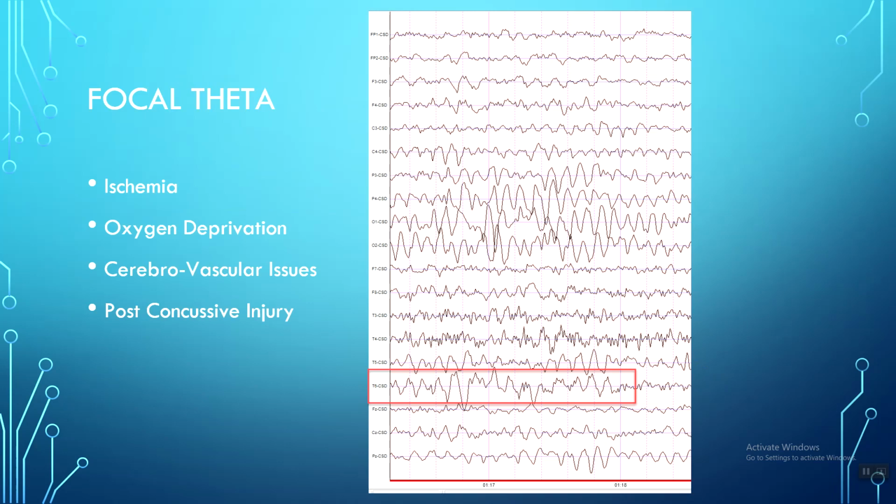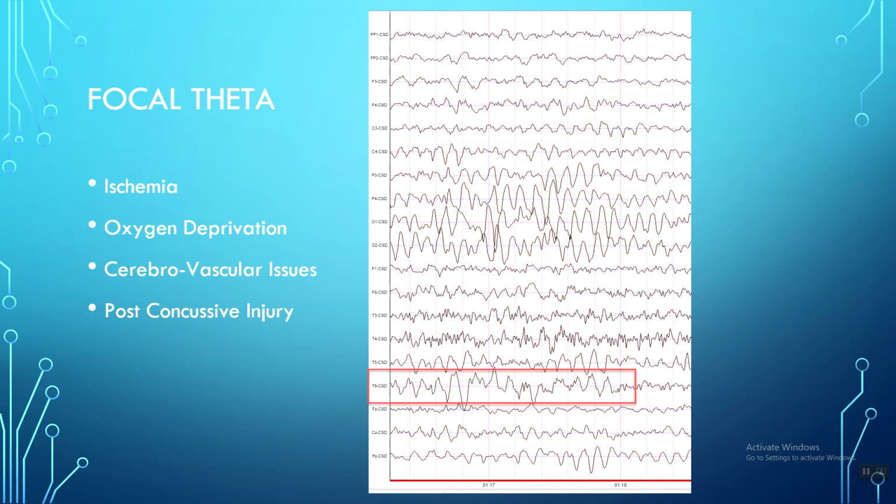Focal theta. Now you'll notice again that I've just switched to a montage, or the letters on the second half of this spectrum say CSD. So I've switched to what's called a Laplacian montage, which is an average montage. For the time being, that's all you need to know. But what it allows for us to do is to see where things live.